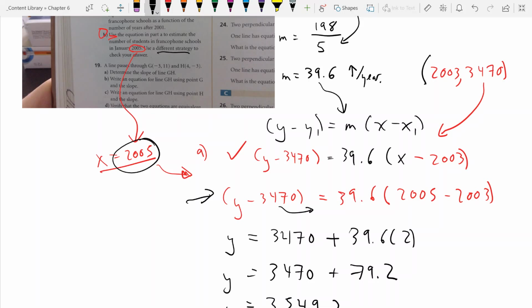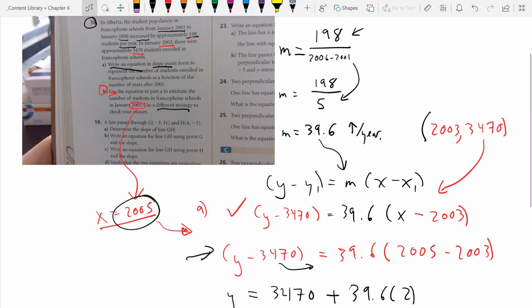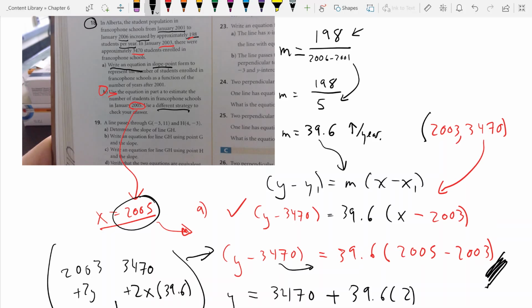It asks to use a different strategy. The other strategy you might use is just to think that, well, I know that in, what year did it give you? In 2003, you know it was 3470. And so in 2 more years, you're going to add the slope twice. 39.6. You could do it this way. This way is kind of ugly and not very precise. This way is better when you're actually using the equation, but that's how you solve this question.